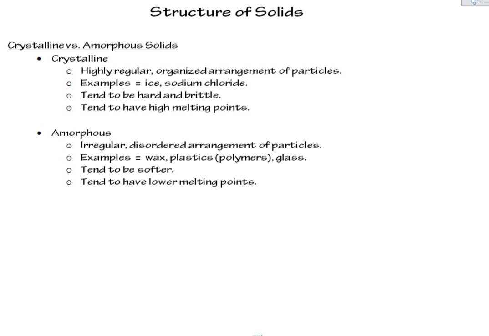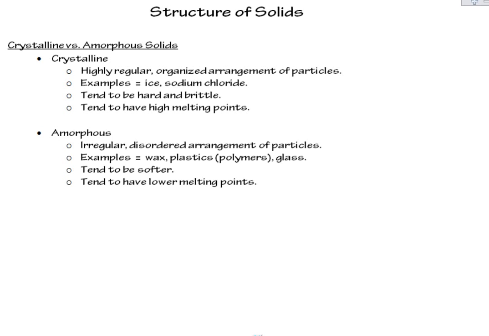So first of all, we're going to classify solids in one of two categories, crystalline or amorphous. And you can kind of guess what this would refer to, the structure of the particles. In a crystalline solid, the particles are very organized. They're in a rigid, crystal structure. This would be something like ionic compounds, where it's an organized pattern of oppositely charged ions. They tend to be hard and brittle and have very high melting points.